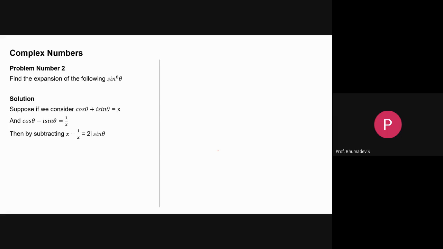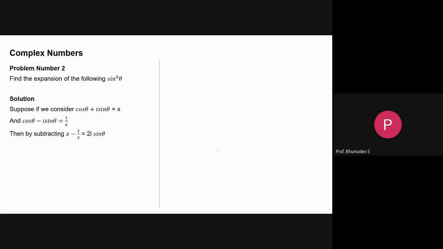in which problem number 2, we are supposed to get the expansion of sine to the power of 8 theta in terms of sine 8 theta, sine 6 theta, and so on. So in this case, as we have done in the previous sum, the same way we are supposed to proceed. We are supposed to consider x as cos theta plus I sine theta and 1 upon x as cos theta minus I sine theta. When we are subtracting it, we are getting x minus 1 upon x is equal to 2I sine theta.